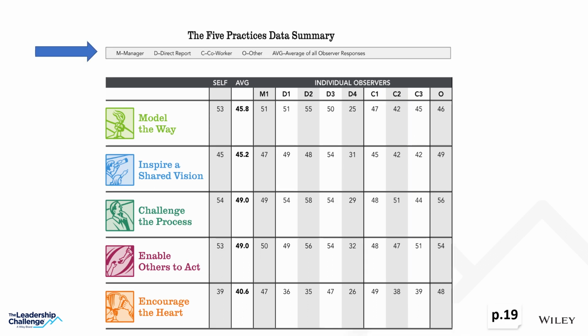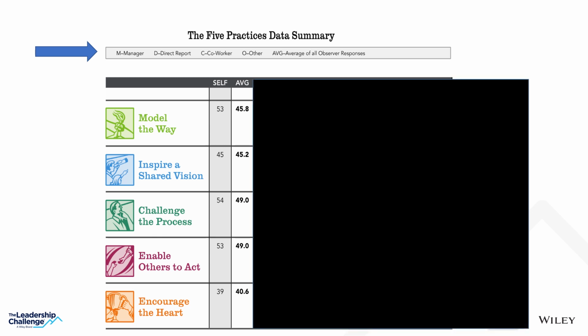First, notice at the top, there's an arrow. M is for manager, D is direct report, C is coworker, O is other, and AVG is the average of all observer respondents. So we'll start with self. First, look at how you rated yourself and compare that to the average of all observer respondents, which doesn't include your self-rating. What stands out to you? Where might there be blind spots or challenges? Where is there alignment? Again, these ratings are related to the frequency of observed behaviors. Take notes on your thoughts.